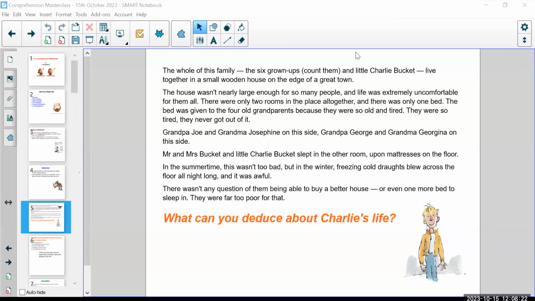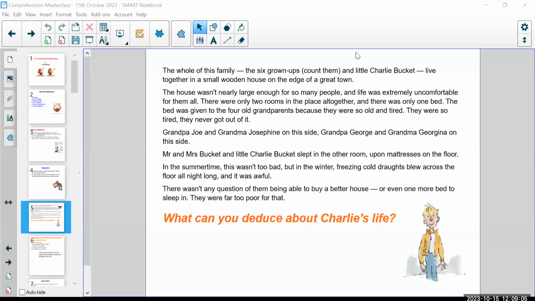So I'll read out some of the answers in the chat. Okay, so they are very poor. We can definitely deduce that his life is uncomfortable. He lives a miserable life. Yes, we can definitely deduce that life is not fun for Charlie. His family are very poor. His life is very miserable. They don't earn much money. Yes, good. Most of the answers are saying basically that exact same thing.